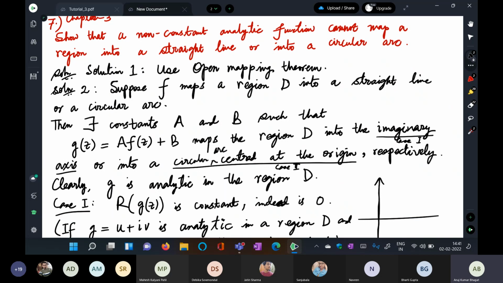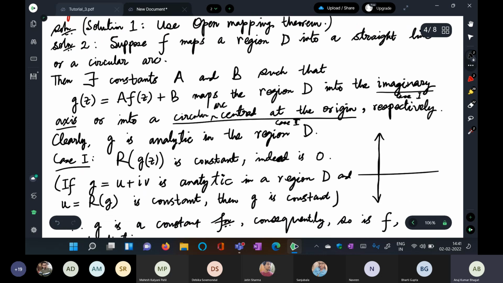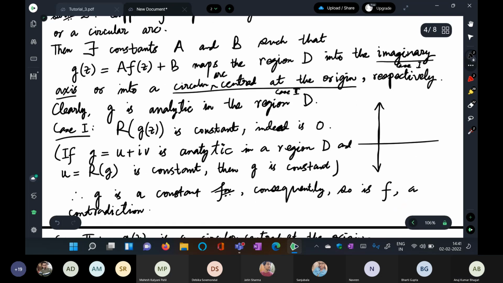Or you may also use the open mapping theorem, which says that the image of an open set under a non-constant analytic function will always be open. So maybe we'll do this later. This was a constructive proof, but you should think more about the existence of this a and b. How can you transform a line into this imaginary axis or a circular arc? You can always shift that to the center or origin.